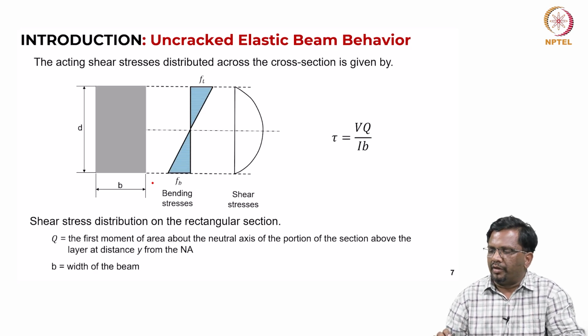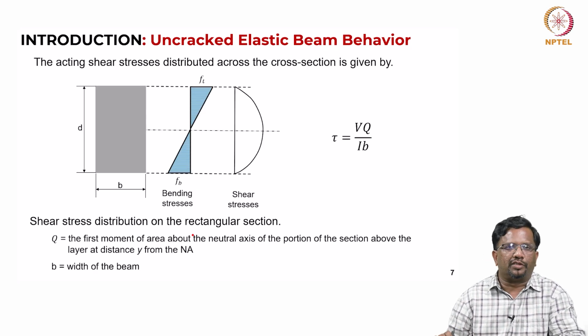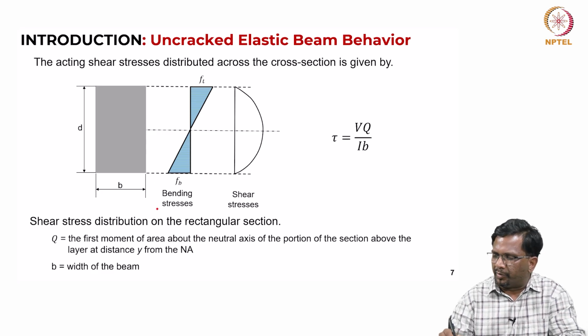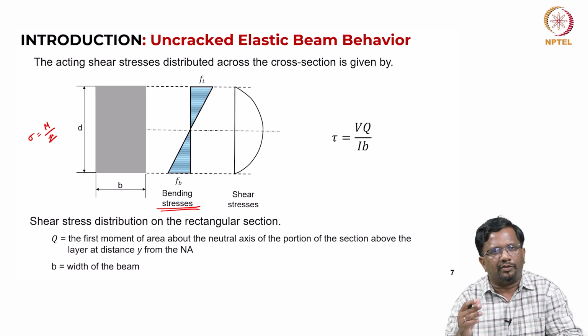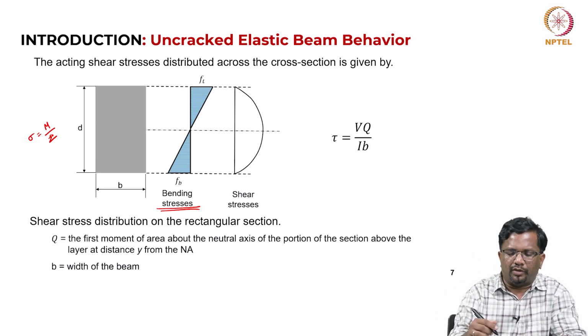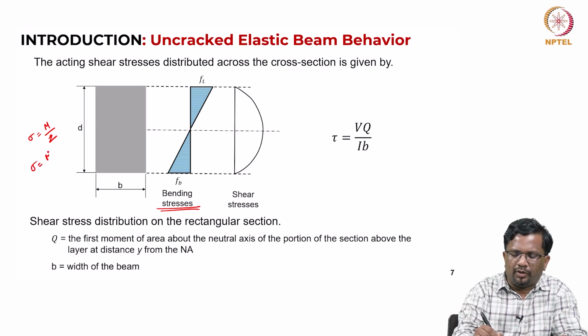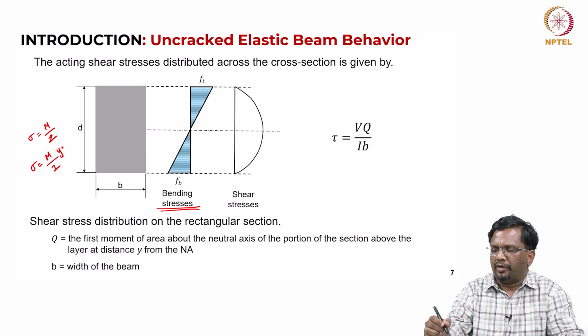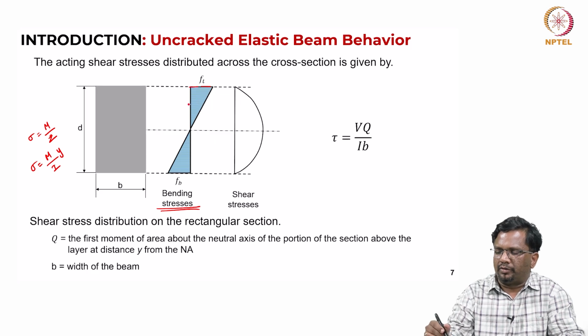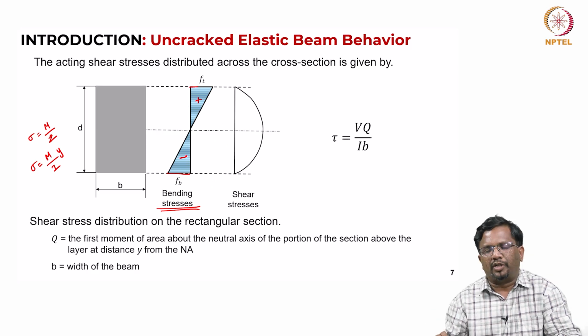Now, let us look at how the shear stresses and bending stresses are distributed. We know how to get the distribution of my bending stresses. We know that sigma is nothing but M by Z, moment at the section divided by the section modulus, or you can say that sigma is equal to M by I into y. Y is the distance of the fiber from the neutral axis. So, we can calculate all your stresses, and you get this. So, this is in compression, this is in tension, and so on.